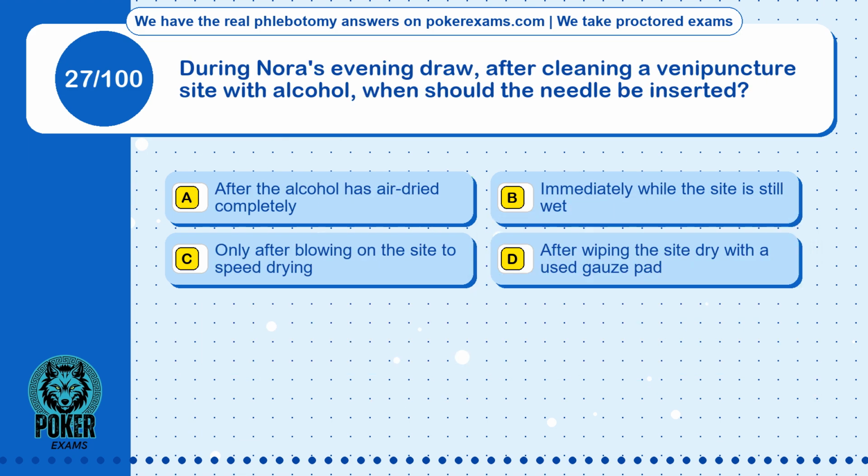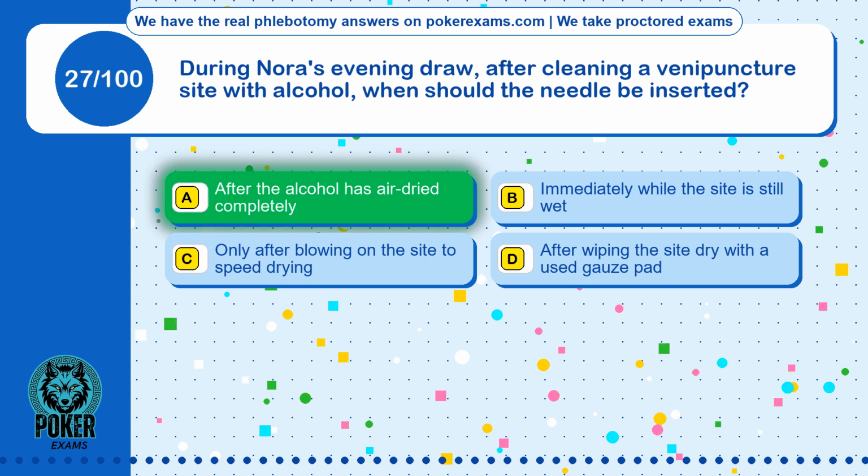Question 27. During Nora's evening draw, after cleaning a venipuncture site with alcohol, when should the needle be inserted? Option A: after the alcohol has air dried completely. Option B: immediately while the site is still wet. Option C: only after blowing on the site to speed drying. Option D: after wiping the site dry with a used gauze pad.